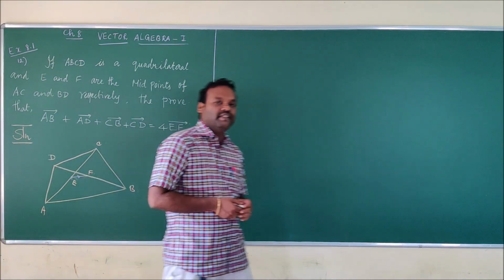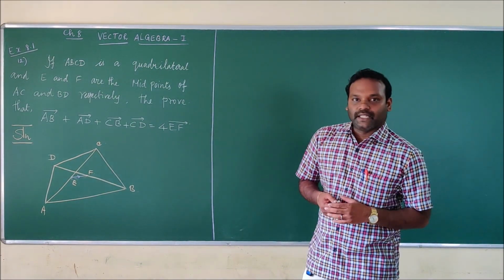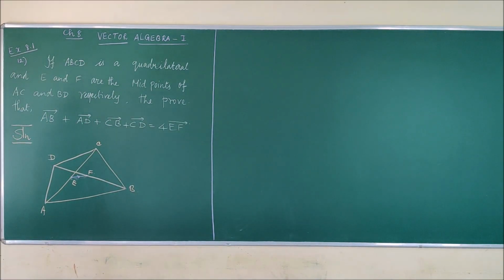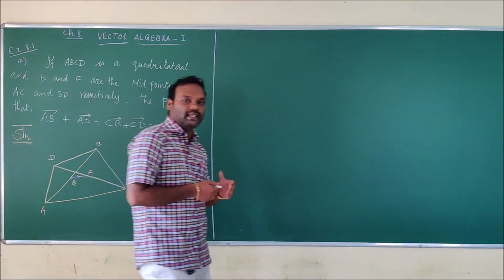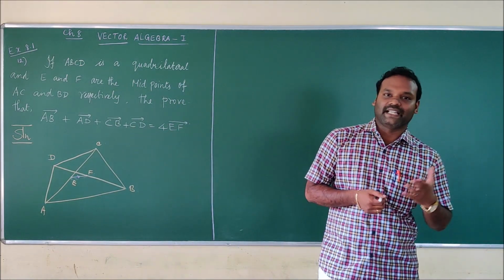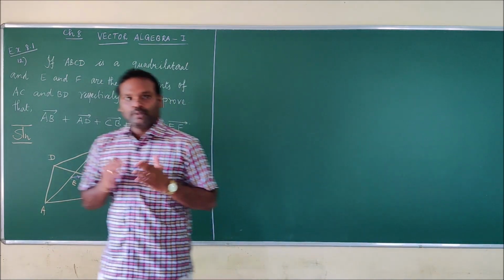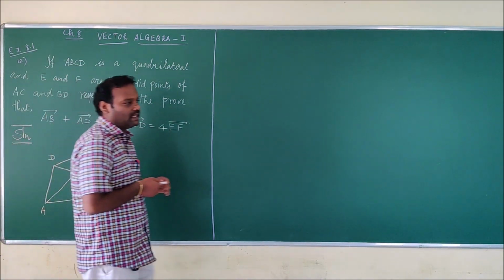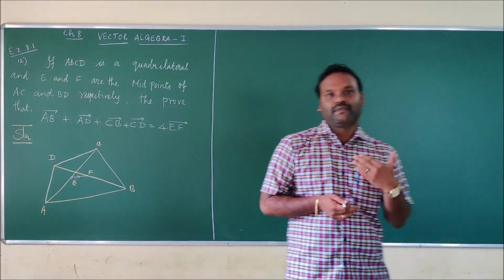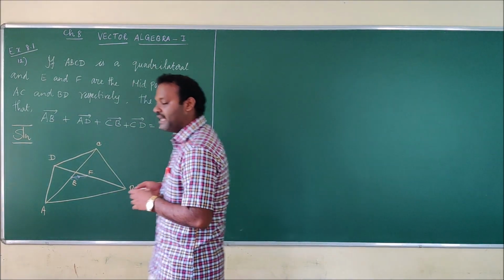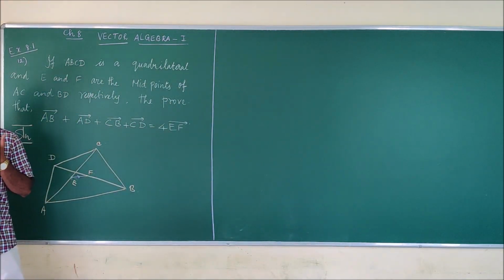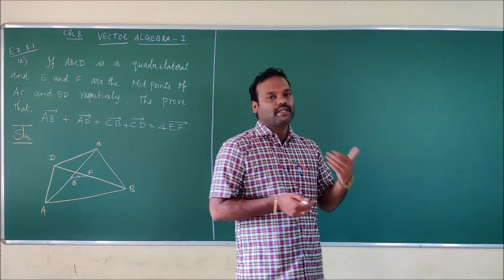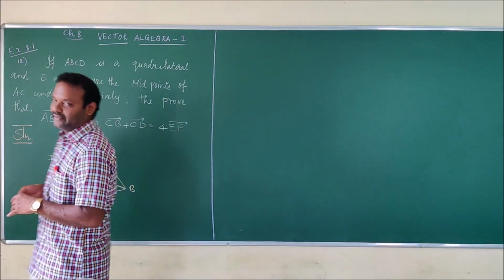In the last video we discussed two important theorems: theorem 8.3, the medians of a triangle are concurrent, and theorem 8.4, a quadrilateral is a parallelogram if and only if its diagonals bisect each other. As an extension of that, I have sent you the PDF notes for Exercise 8.1. Once again I am going to do all the problems in that exercise one by one.